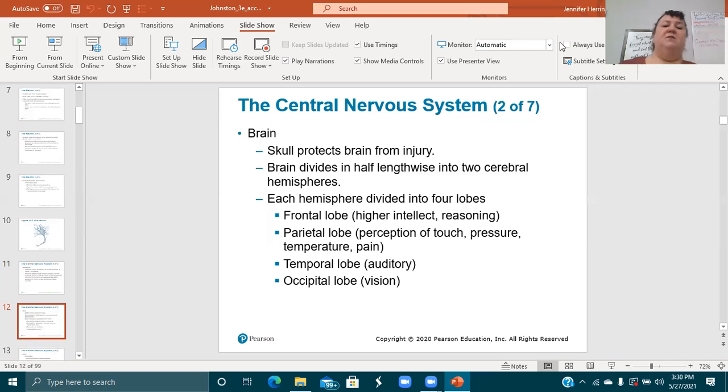Next, let's look at the brain. So the skull protects the brain from injury. The brain divides in half lengthwise into two cerebral hemispheres. Each hemisphere is divided into 4 lobes. The frontal lobe, which processes higher intellect and reasoning. The parietal lobe, which is where perception of touch, pressure, temperature, and pain occurs. The temporal lobe, which takes care of our auditory senses. And the occipital lobe, which processes our vision.